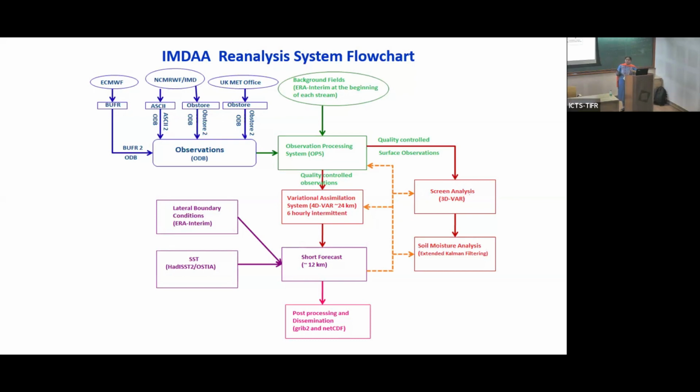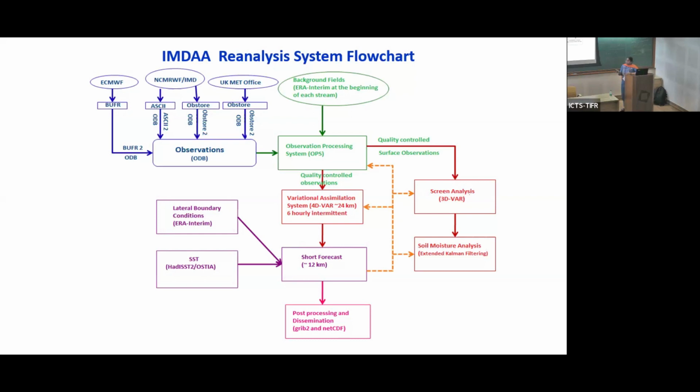All these observations we used from 1979 to 2018. And actually, if anybody wants those observations, I think we can share that data also. Because it is the historical observation, it is available at NCMRWF. So we converted all the observations into a uniform format, and the background field is from ERA-Interim. At the beginning of each stream, we are using the initial condition also from ERA-Interim.